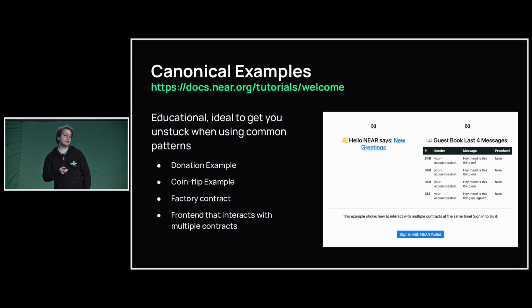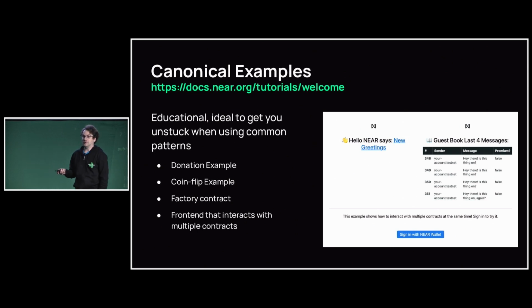We have a coin flip example, which shows you how to handle random numbers on the blockchain. We also have a factory contract that shows you how a contract can deploy other contracts. And something that a lot of people keep asking, and I keep sending them to exactly the same place, is a front end that can interact with multiple contracts. Because when you're building applications, this is something that generally you will want to do. Like you will want your front end to talk with 2 or 3 different smart contracts.